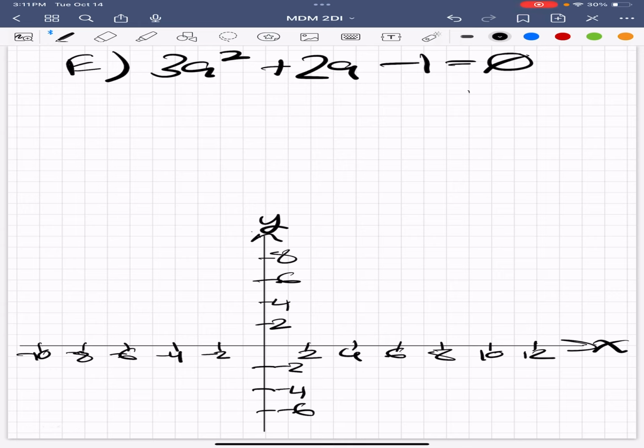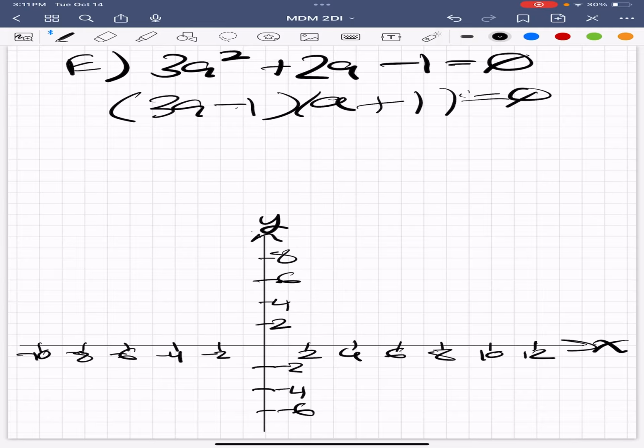So we have our brackets equals 0. We have 3a, and then just a. And we have minus 1 plus 1. So if we were to expand this out, it would be 3a^2, then 3a minus 1a would be plus 2a, and then minus 1 times plus 1 would be negative 1.